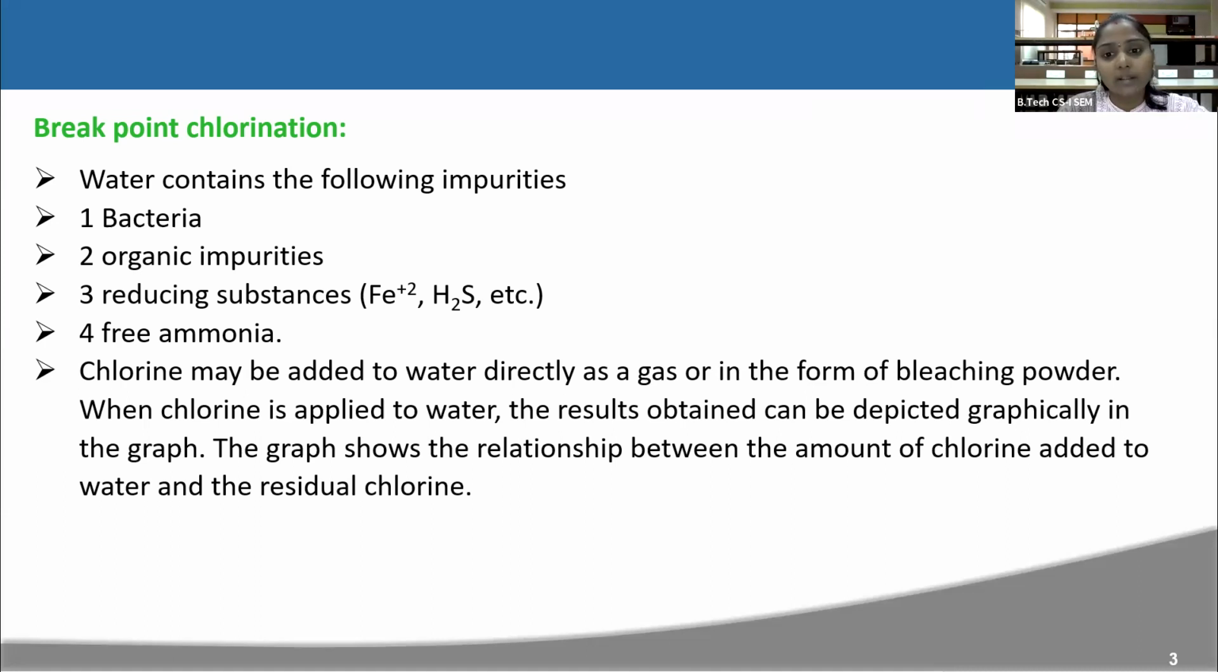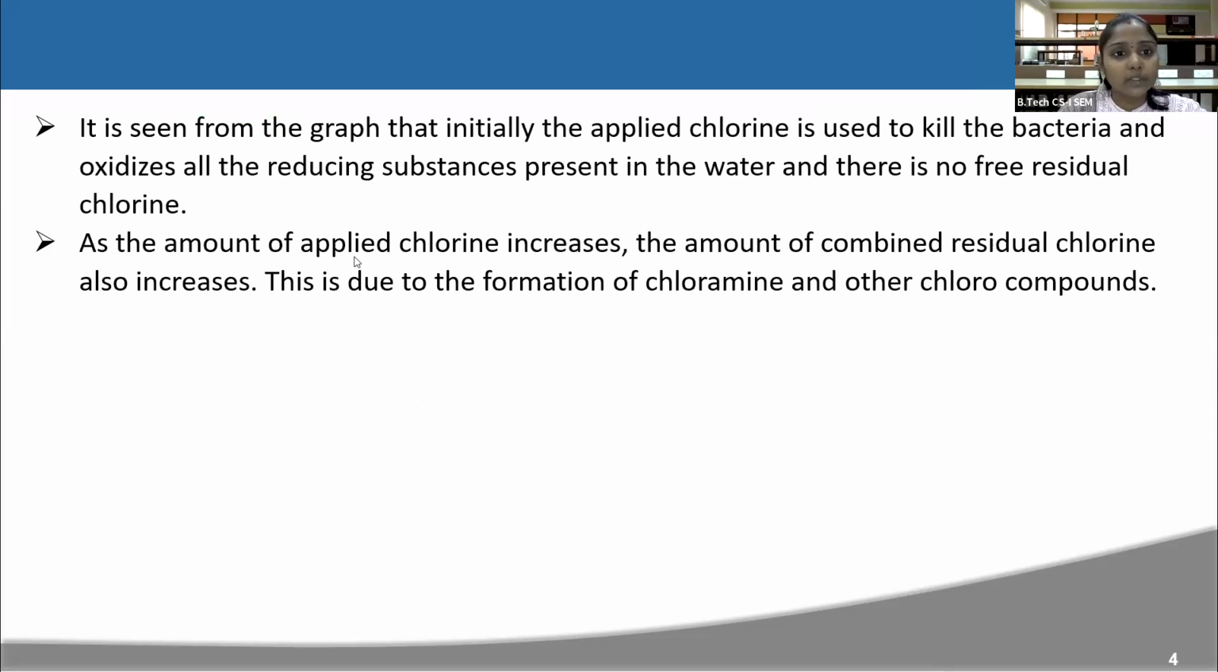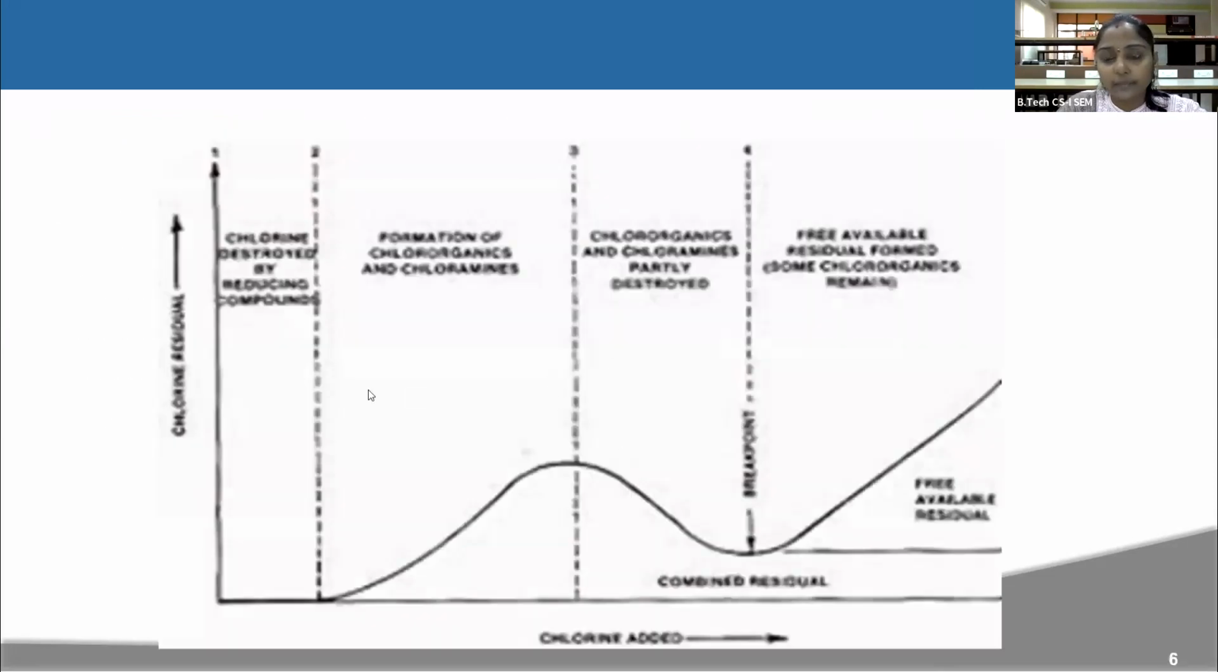When chlorine is applied to water, the result obtained can be depicted in a graph. The graph shows the relationship between the amount of chlorine added to water and the residual chlorine. So you can observe this graph: this is residual chlorine and addition of chlorine. Just imagine it is a water pool.